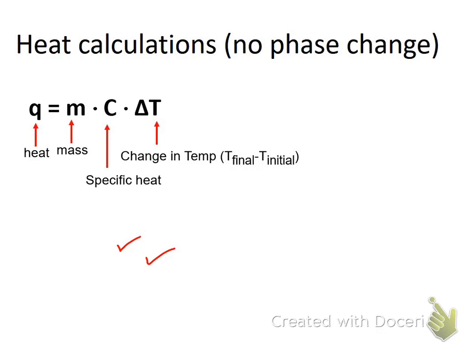Delta T is change in temperature. This is what I typically call T final minus T initial, or T2 minus T1. It's basically, is the temperature increasing or decreasing? If it's increasing, it's generally positive. If it's decreasing, it's generally negative. The formula for this is T2 minus T1. It'll tell you whether it's increasing or decreasing.